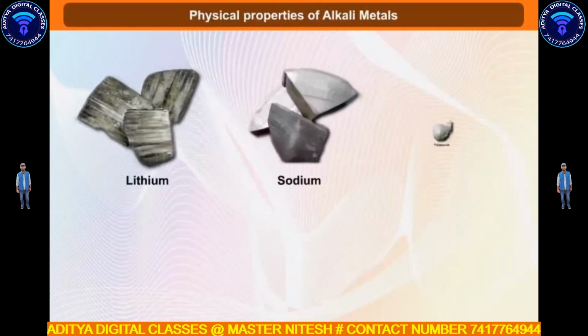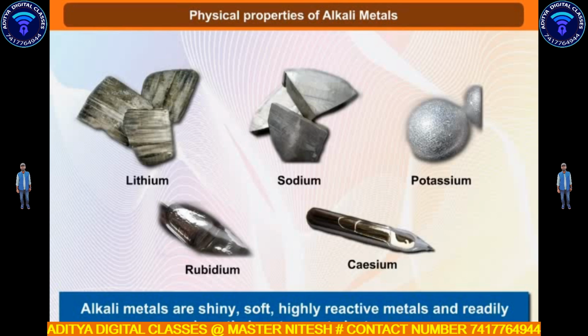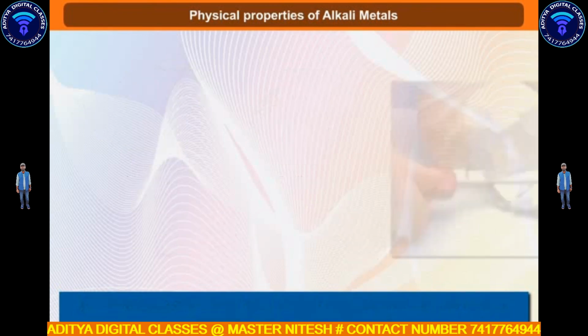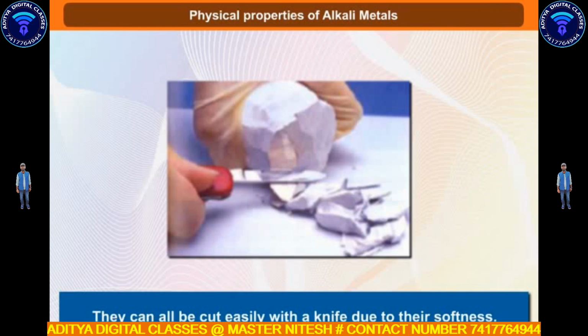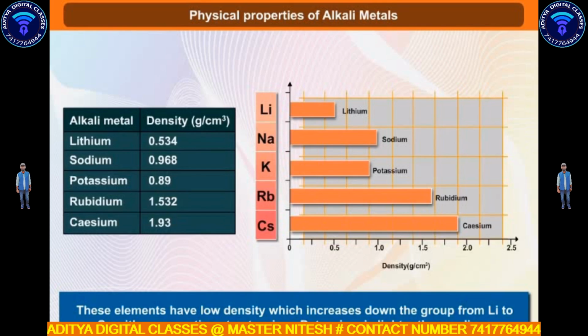There is a regular trend in the physical and chemical properties of the alkali metals with increasing atomic numbers. Alkali metals are shiny, soft, highly reactive metals and readily lose their outermost electron. They can all be cut easily with a knife due to their softness. These elements have low density, which increases down the group from lithium to cesium, with an exception at potassium. Potassium is lighter than sodium.